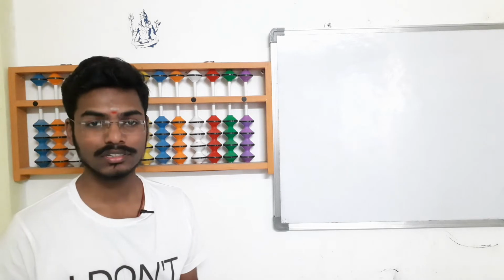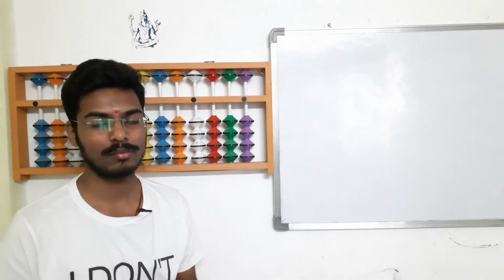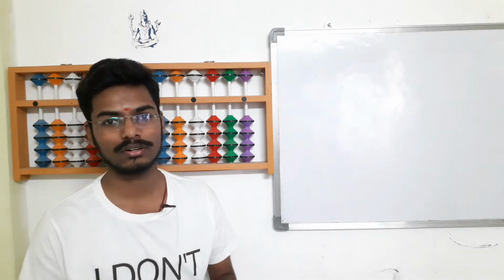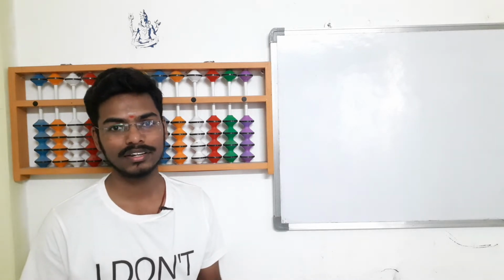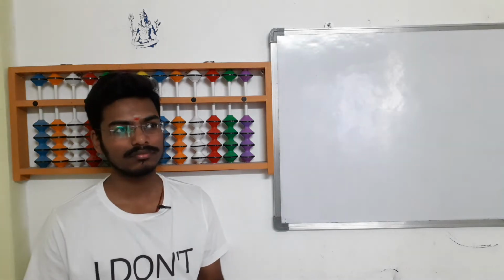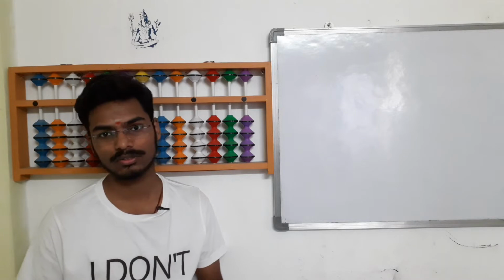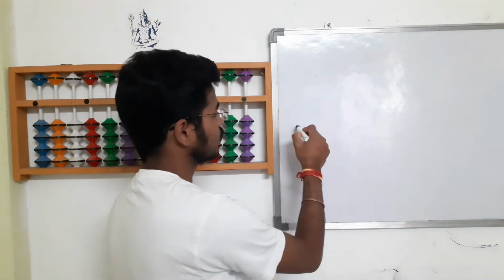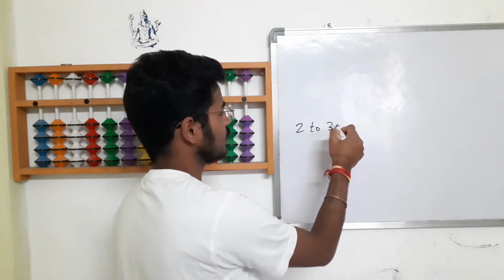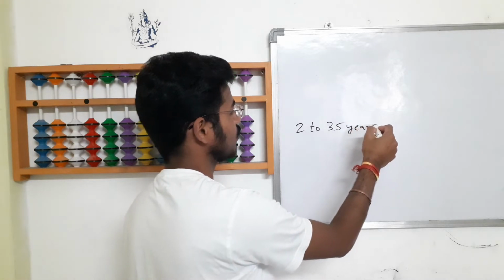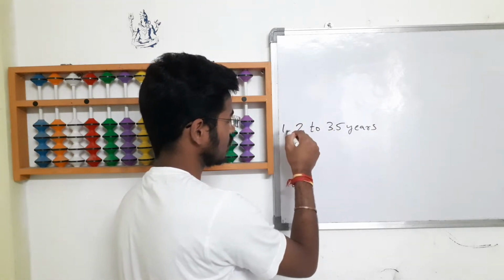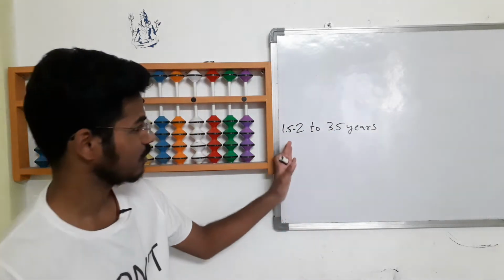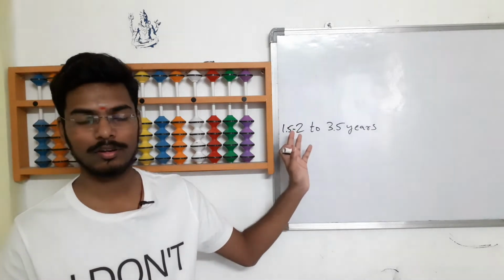So most of the students start learning Abacus and they complete the course. Most of them don't even complete. Generally the Abacus courses will be like 2 years to 3.5 years. Minimum is 1.5 years to 2 years. So 1.5 years to 3.5 years they'll be learning.